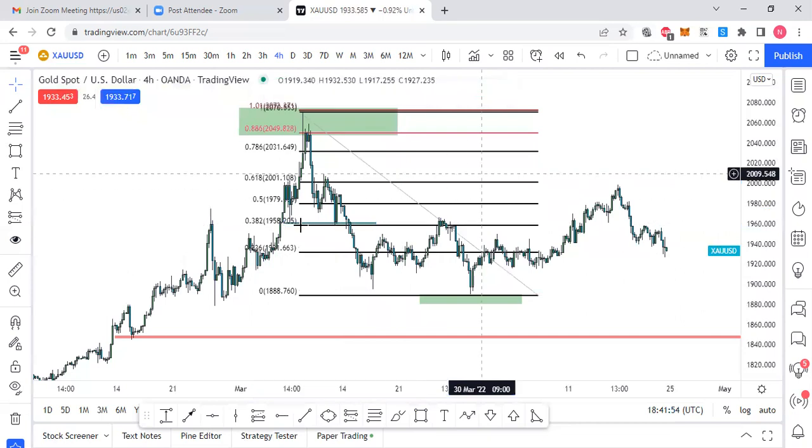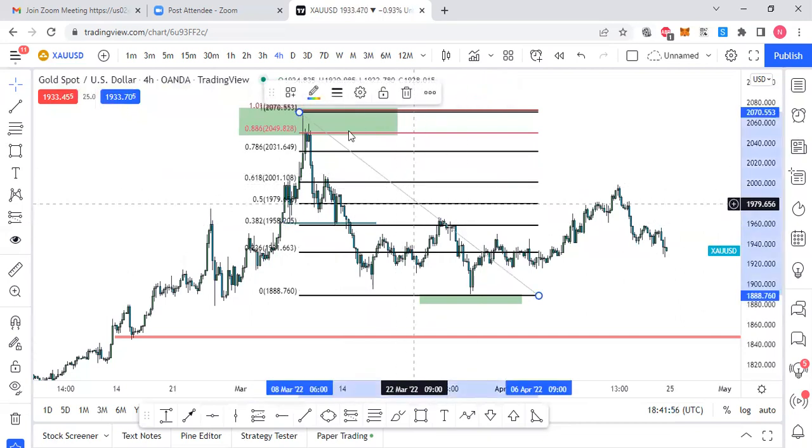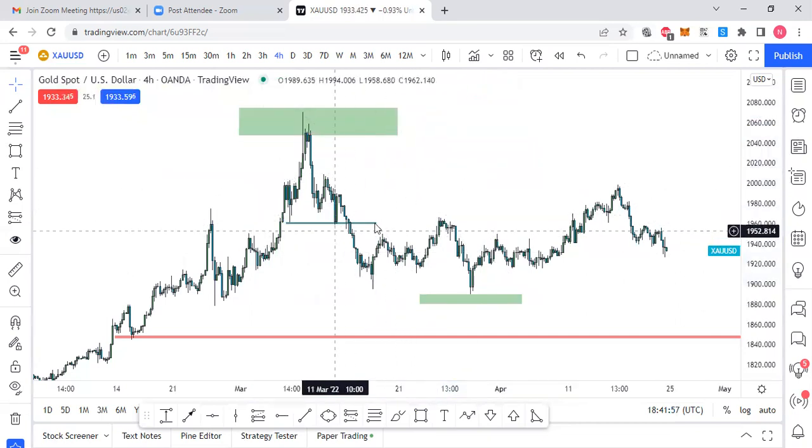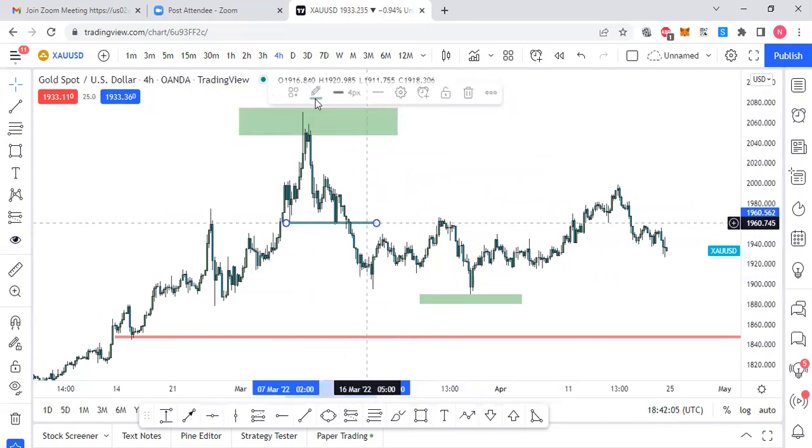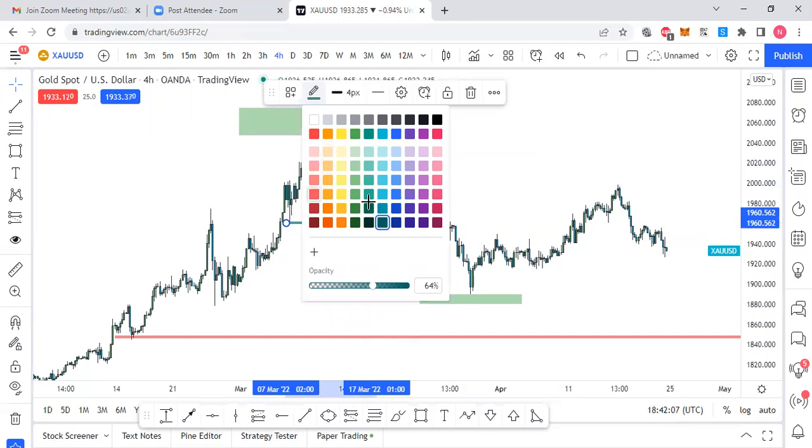Can you see this line here? Is it clear for you? Yes. Let's make it bigger. Right, clear. Let me make it. How's that? Can you see?